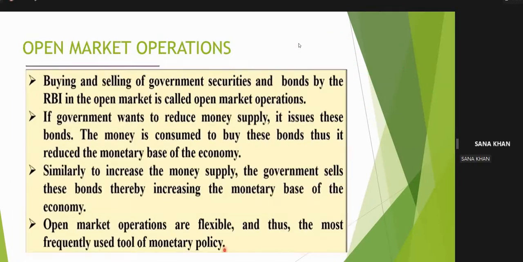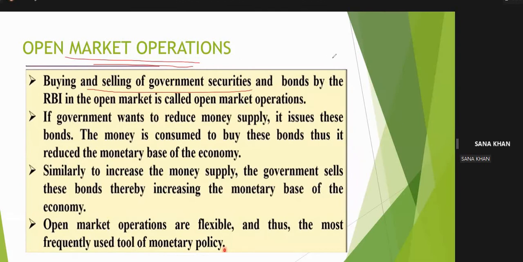Then we have open market operations. What happens here in the open market operations? There will be buying and selling of the government securities. Yes, even this is also one of the control measures of money supply in the market.